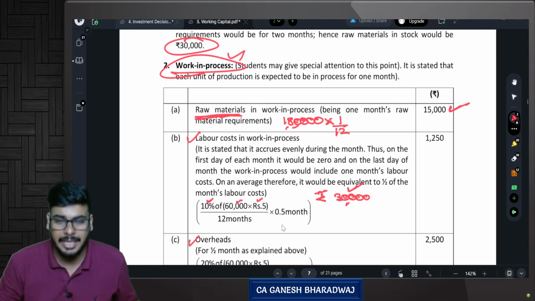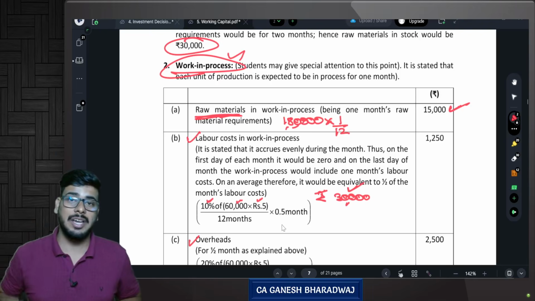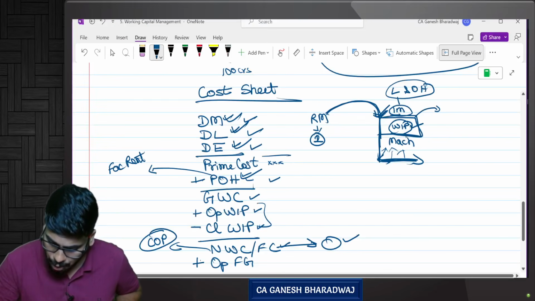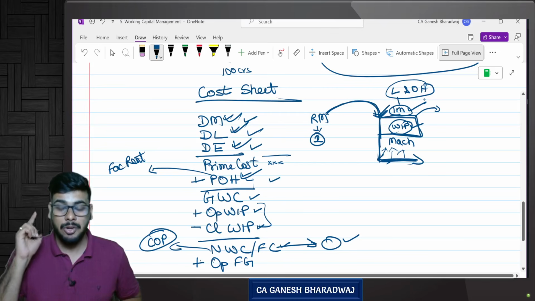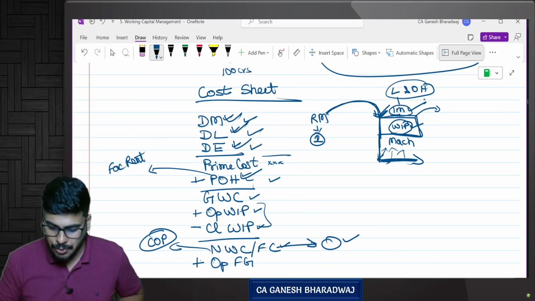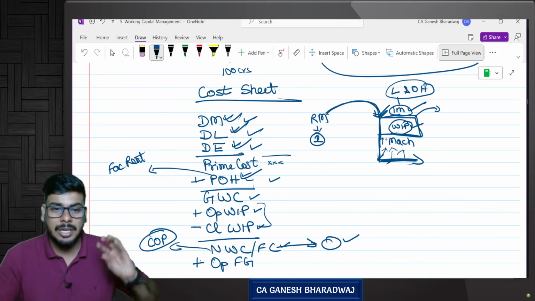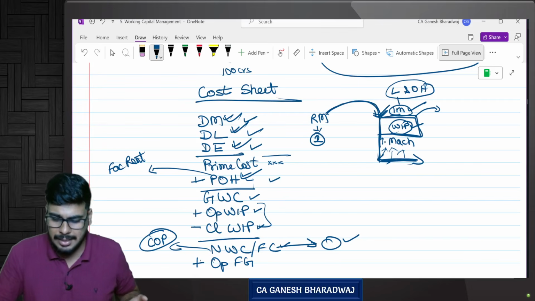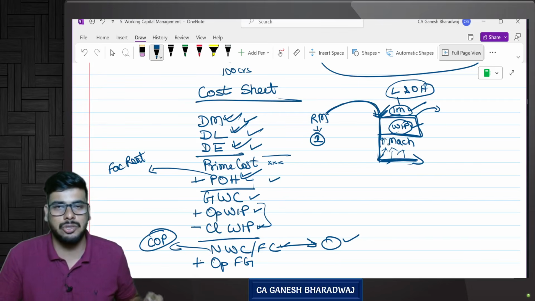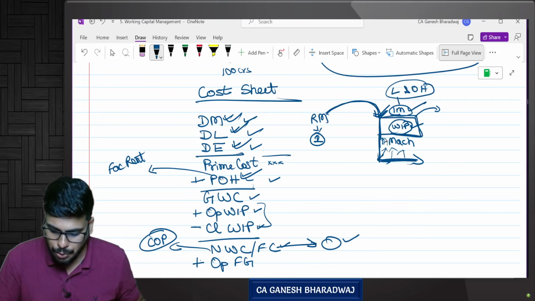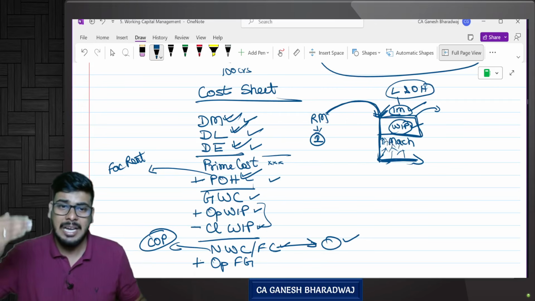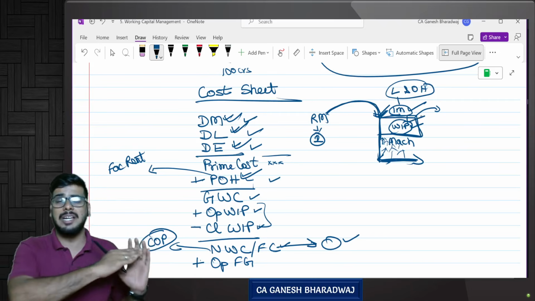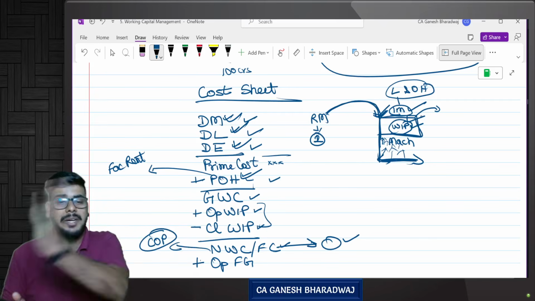Now, what they are saying is, sir, I need 1 month of wages in advance itself. Correct, because wages also get blocked for a period of 1 month. No, this is not like raw material. On the first day, you don't incur any wages, actually, because the work has not yet started. Day one, you slowly start incurring some wages. Day two, you incur some wages. Day three, day four, day five, and on the 30th day, you incur the full wages, and the entire WIP, or entire raw material, gets converted into FG.